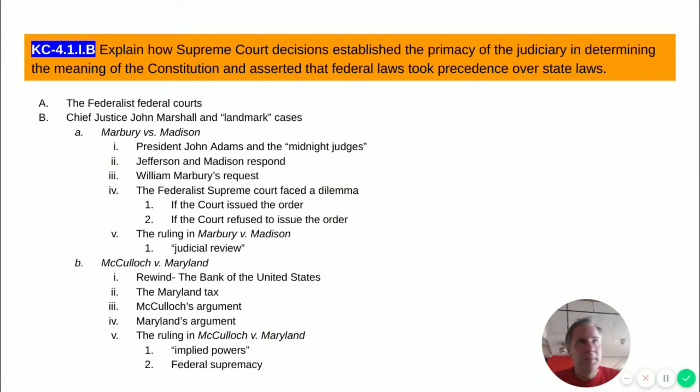Jefferson and Madison said, that was not cool, guys. You should not have done that.